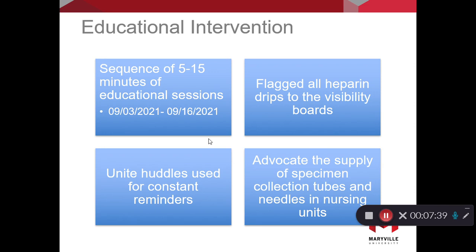The educational intervention occurred in sessions of 5 to 10 minutes from September 3rd to September 16. Heparin was flagged on the visibility boards. Unit huddles were used as a targeted reminder, and I advocated for the use of specimen collection supplies on the nursing units in case nurses needed to draw the samples.